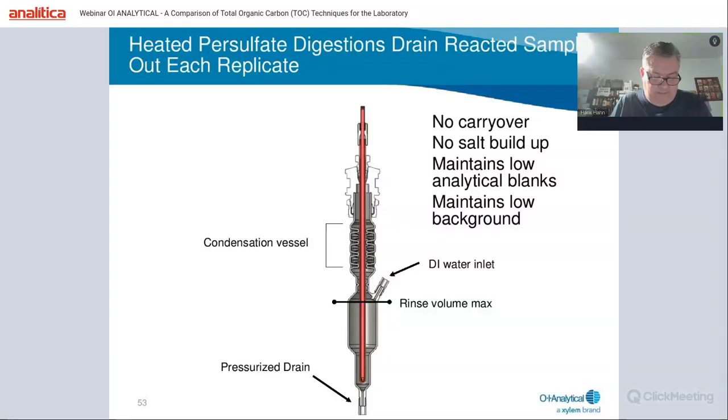With combustion, inorganic matter does not combust and will build up inside the combustion analyzer, causing TOC performance to degrade and shortening the life of the catalyst. That causes downtime. With the heated persulfate method, it drains the solution out of the TOC after it's oxidized and purged. No salt buildup forms inside this tube. And then no memory as in combustion.